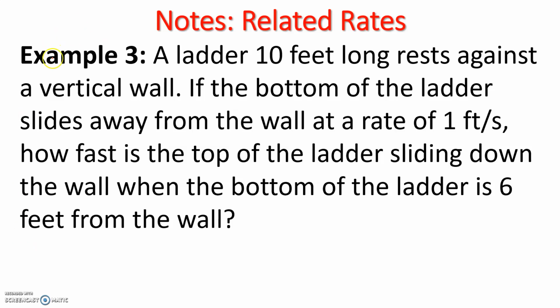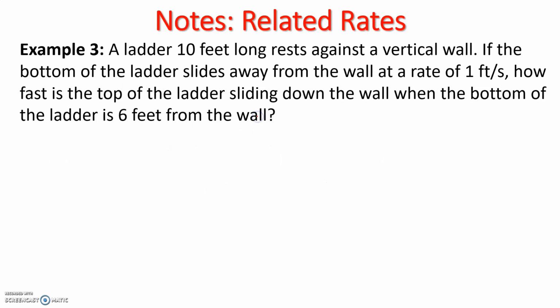All right, here's the last example. Example 3. A ladder 10 feet long rests against a vertical wall. If the bottom of the ladder slides away from the wall at a rate of 1 foot per second, how fast is the top of the ladder sliding down the wall when the bottom of the ladder is 6 feet from the wall?